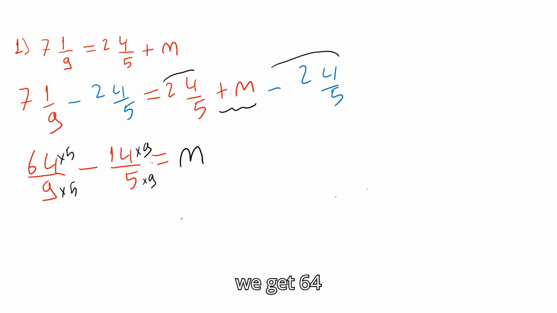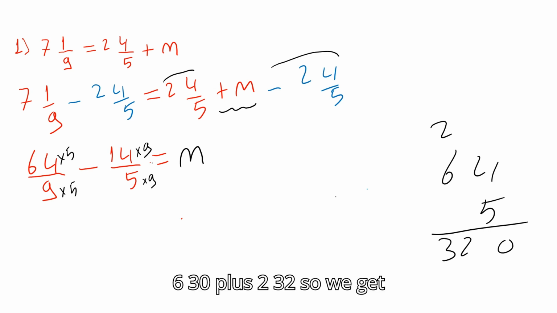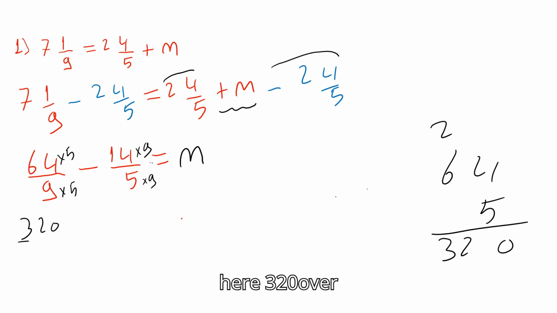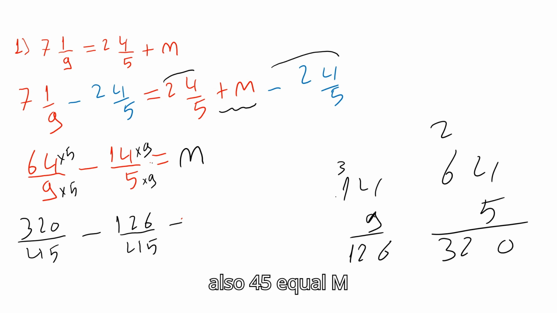So we get 64 times 5. 5 times 4, 20, 0 here and 2 here. 5 times 6, 30 plus 2, 32. So we get here 320 over 9 times 5, 45, minus 14 times 9. 36, so here 6 and here 3. 9 times 1, 9 plus 3, 12. So 126 over also 45 equals m.